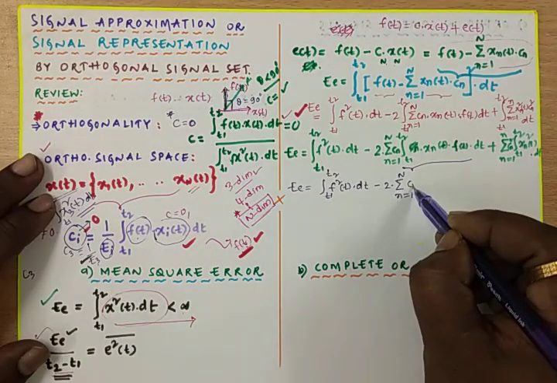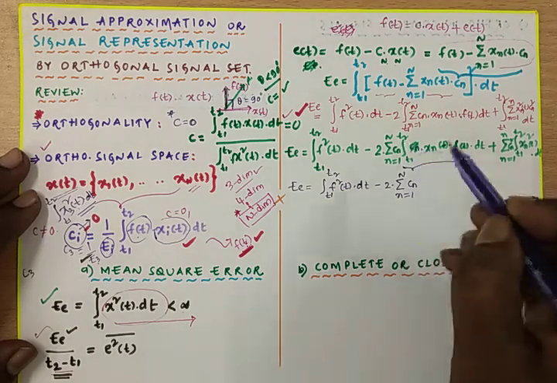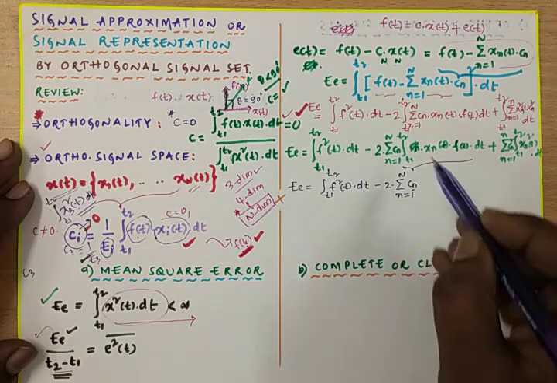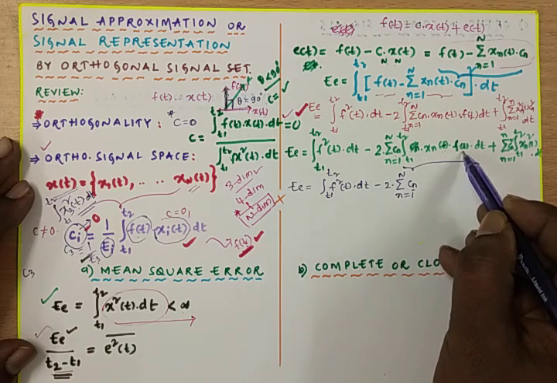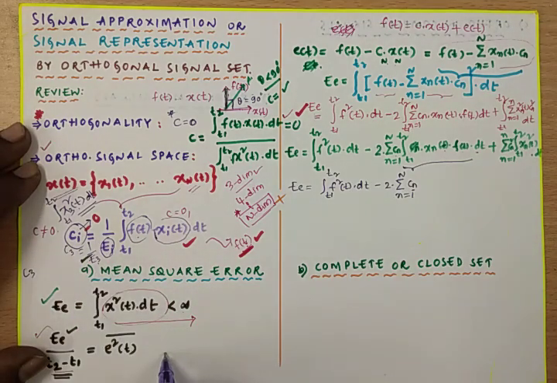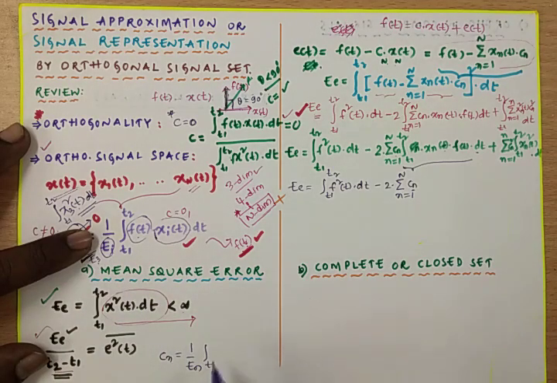So that here I can have Cn in this equation. Now we have this remains the same, 2 into sigma n equals 1 to N, and Cn remains the same, and now we have the integral T1 to T2 of xn of t into f of t dt. From this formula I can write Cn is equal to 1 by En, integral T1 to T2 of f of t into xn of t dt.